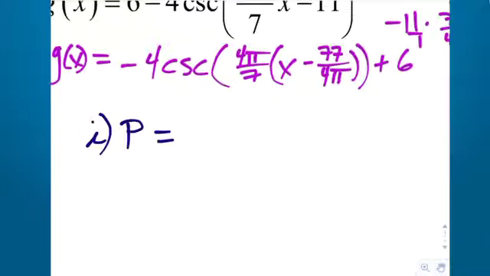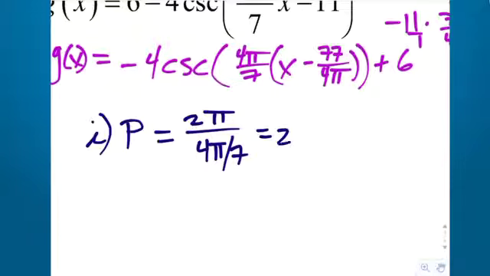So let's go to part I, and that was the period. So the period for secant, cosecant starts with what? Pi or 2 pi or 7? 2 pi. Good. Remember, this comes from sine. So it's 2 pi over the absolute value of b. Our b is already positive, so no big deal. Stay, change, flip. We get 2 pi times 7 over 4 pi. You can put your 2 pi over 1 if you want.